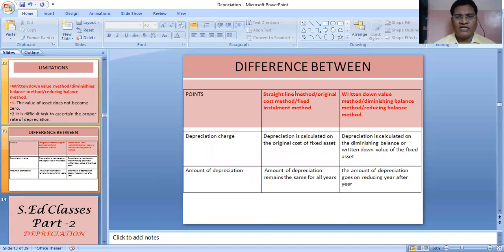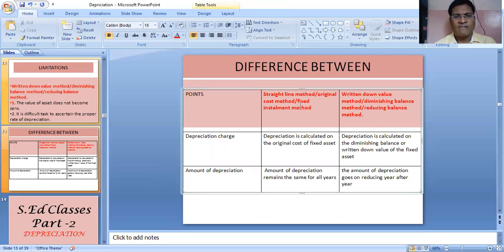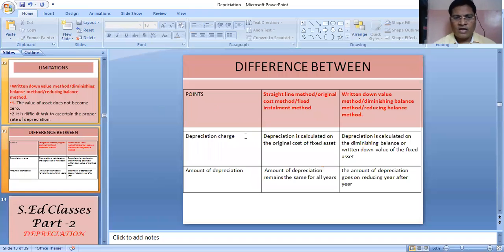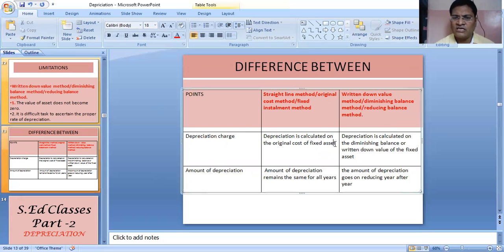There's a difference between the straight line method and the WDV method. So let's understand the differences. The differences are in the depreciation charge. In the straight line method, depreciation is calculated on the original cost of fixed assets. Suppose 10,000, on that 10% depreciation, that means 1,000, and 1,000 remains every year.